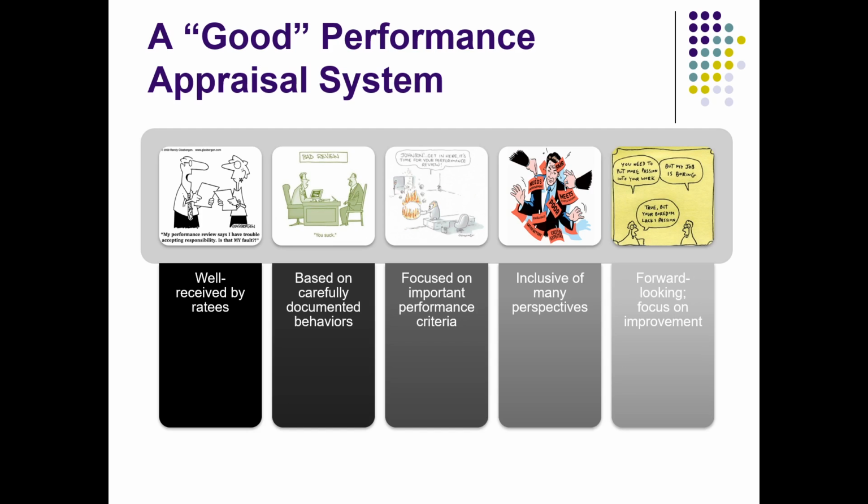And then it needs to be forward looking. The focus needs to be on improvement when we have negative things to say. So here we have apparently one chicken evaluating another, and it says you need to put more passion into your work. And the other chicken replies, but my job is boring. And then the supervisor goes, true, but your boredom lacks passion. So that's a good example of a non-specific piece of feedback.